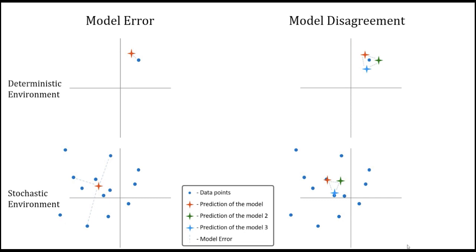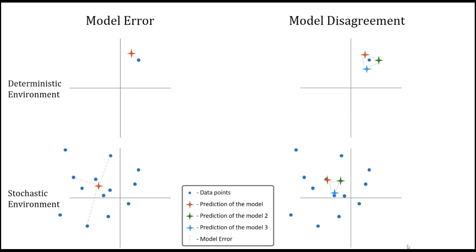We see that the model error metric conflates the uncertainty of the environment with the uncertainty due to missing knowledge, while the model disagreement only captures the uncertainty due to missing knowledge, that is, the epistemic uncertainty. The model error exploration strategy, therefore, will get stuck in noisy environments, while the model disagreement does not suffer from this issue.